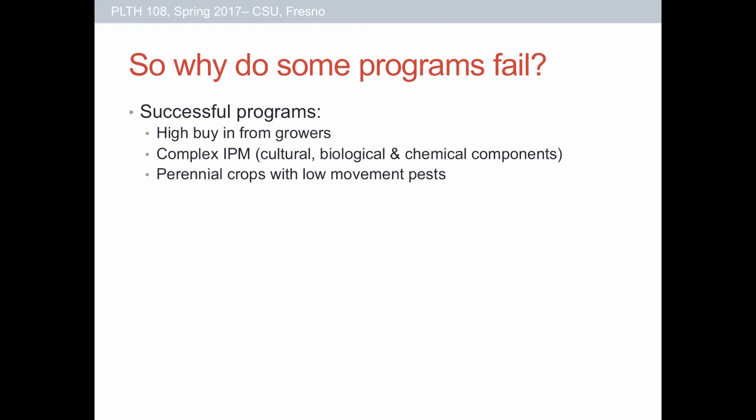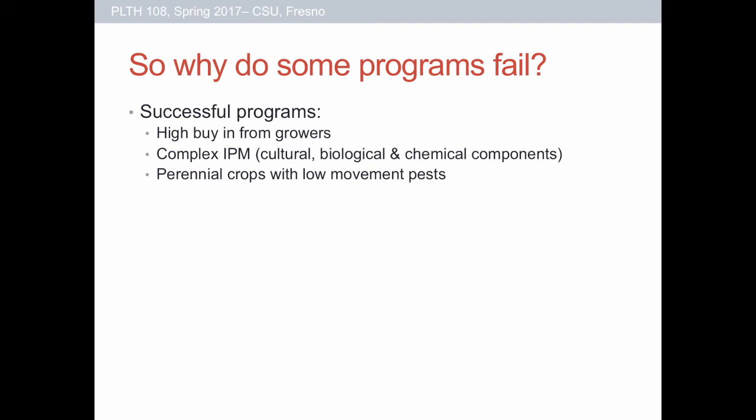Biologically simple, relatively easy for growers to use, all the way up to biologically complex. Programs that end up on that complex side have lots of multifaceted approaches, and tend to be much more sustainable in the long run than those simple ones. And then finally, some of it just has to do with pest biology.